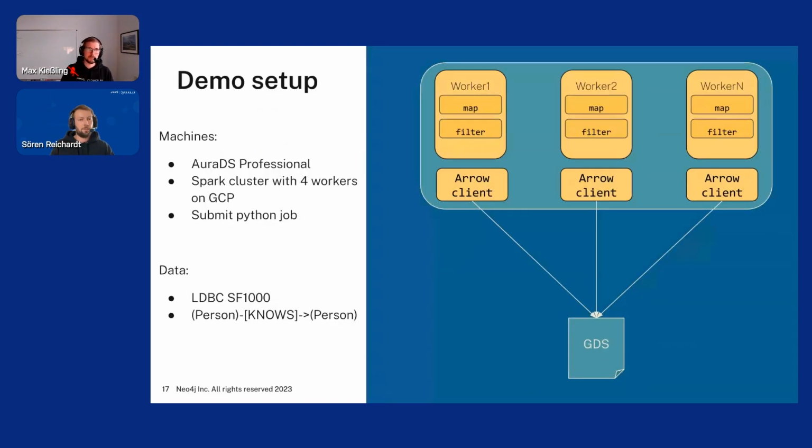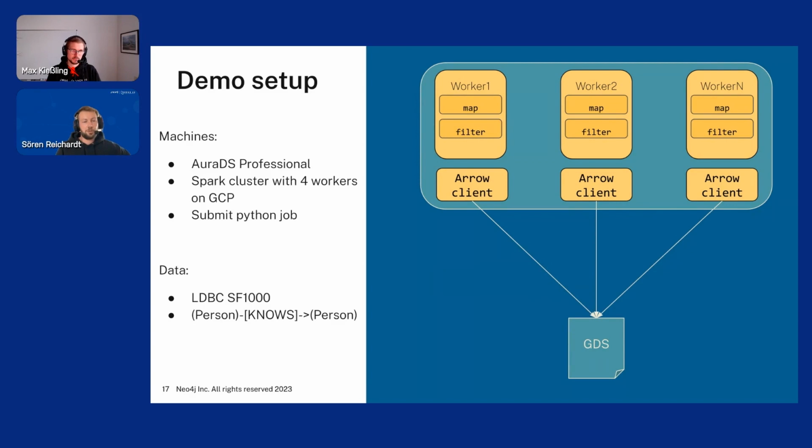All right, let's have a look at the demo we're about to show you. We will be implementing basically what we see on the right. We have a distributed system, and in our case, this will be a Spark cluster with 4 workers hosted on GCP. We will send projection data, or data we want to project in the in-memory graph, to a GDS instance. And that GDS instance will be an AuraDS Professional. The Arrow client we will be implementing in Python, submitting the job via Python.